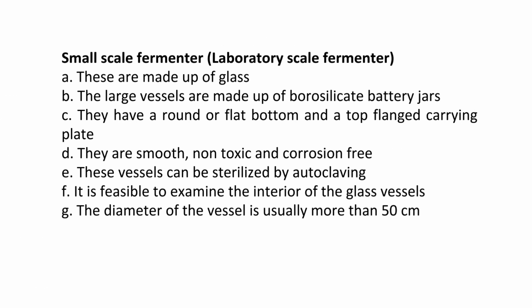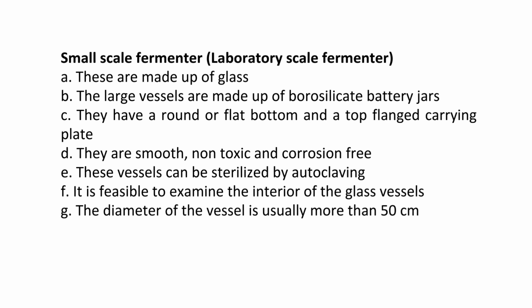Small scale laboratory fermenters are typically made of glass, like borosilicate battery jars. They have round or flat bottoms and a top flanged carrying. They are smooth, non-toxic, corrosion free, and can be sterilized in an autoclave. A big advantage is that you can see inside the vessel. Their diameter is usually more than 50 centimeters.